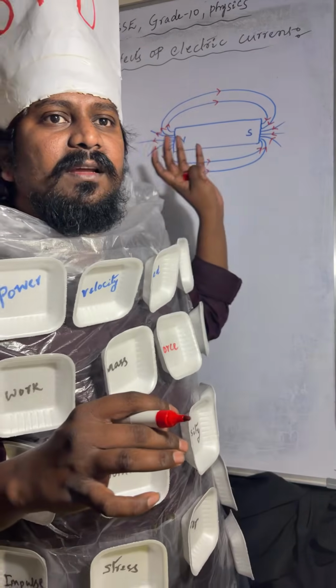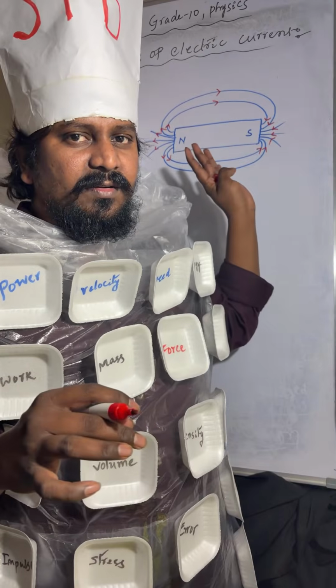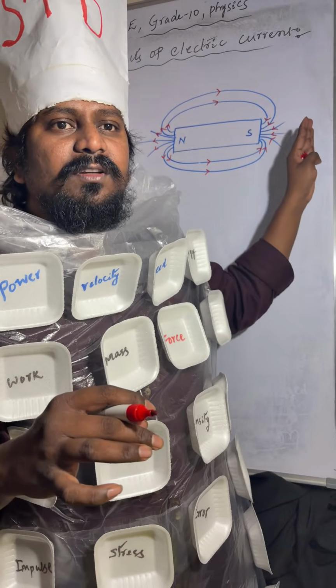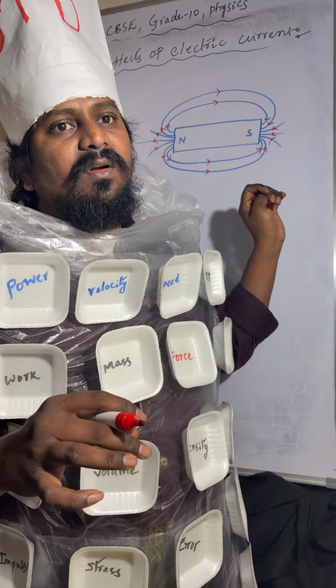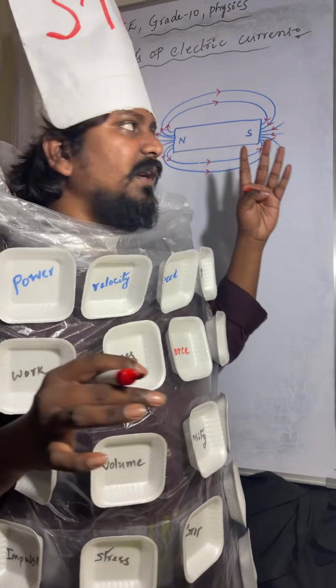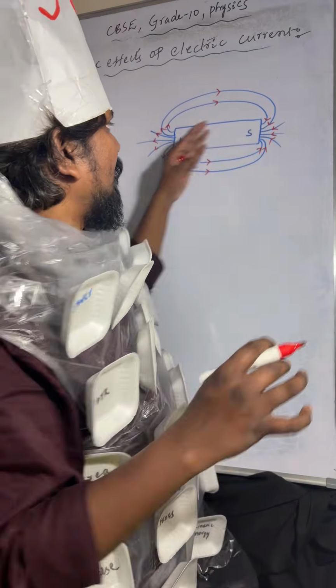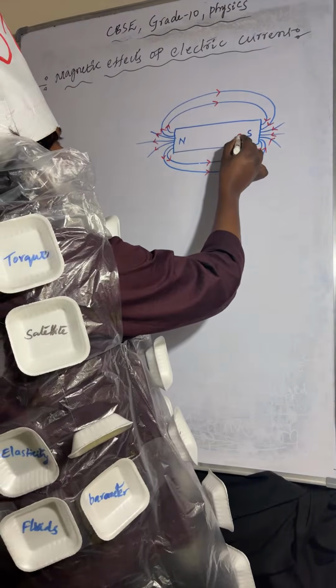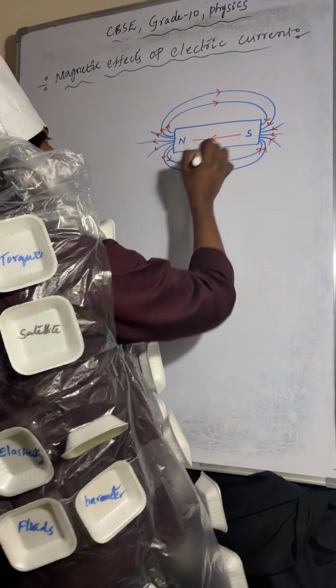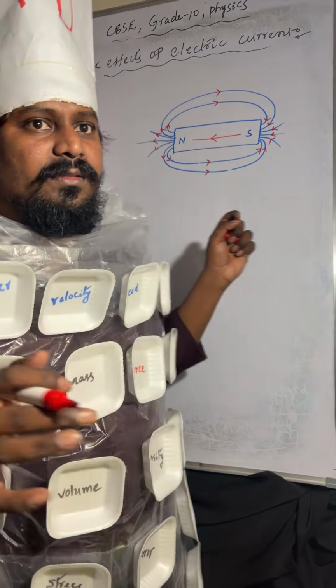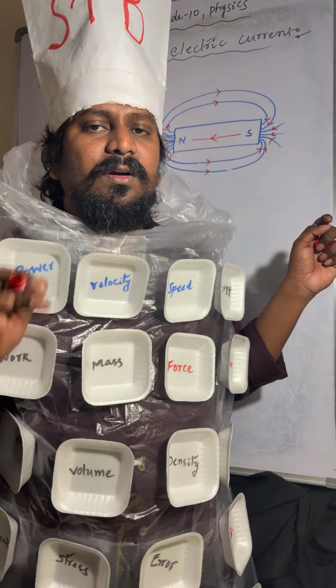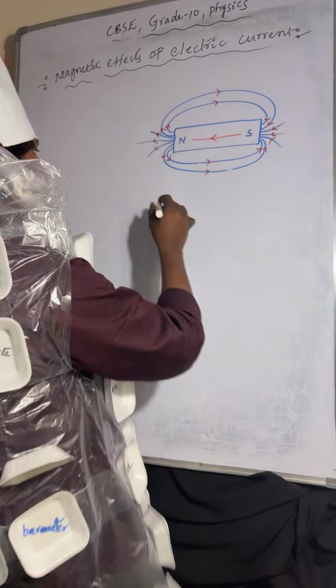From the north, those field lines are emerging out, and into the south, those field lines are merging. Outside of the bar magnet, the magnetic field will be north to south. Inside of the bar magnet, the magnetic field will be south to north. Right?